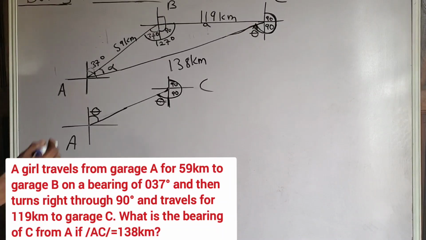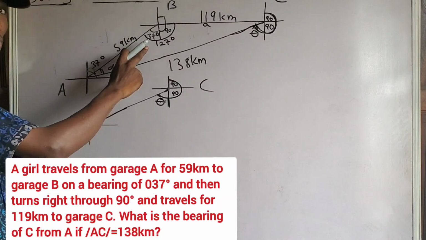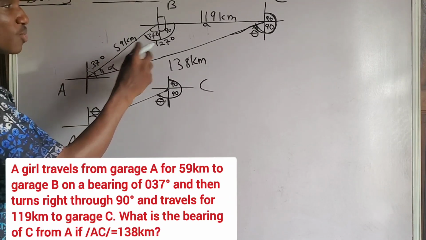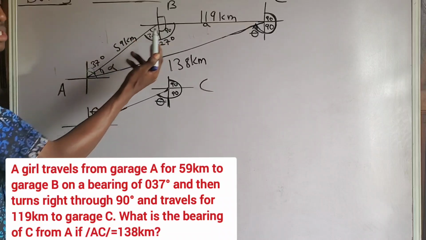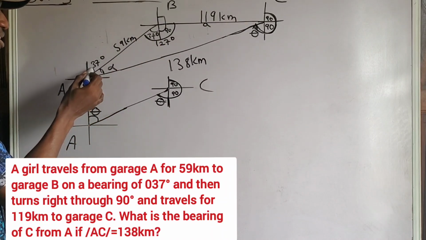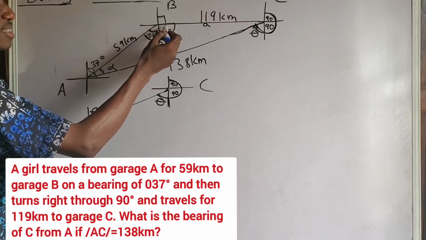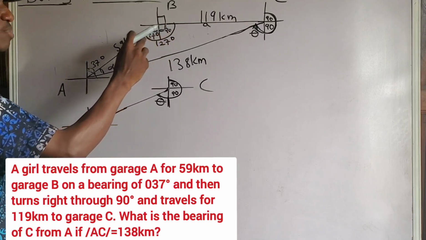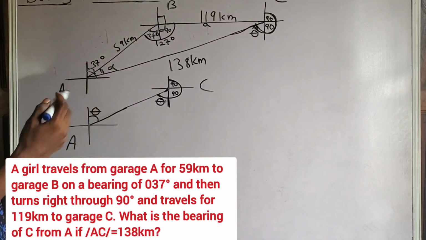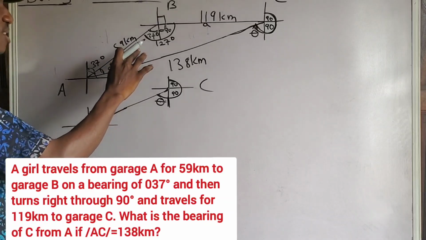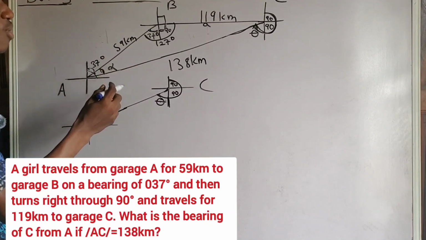I want to make use of the sine rule to get the value of alpha. I can only make use of the sine rule if I know this angle. Do you understand? So I first get this angle as 127 degrees. This angle is easily gotten because it is alternate to this angle, and because this is 90, the sum of the angle here is also 90. So 90 plus 37 degrees will give me what? 127 degrees.